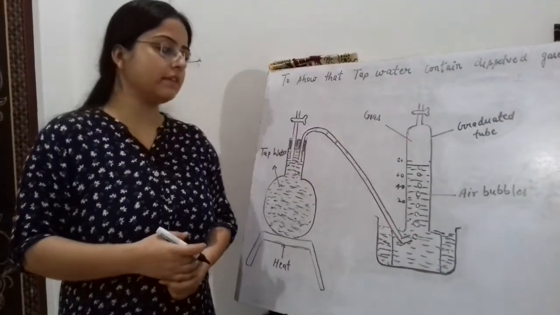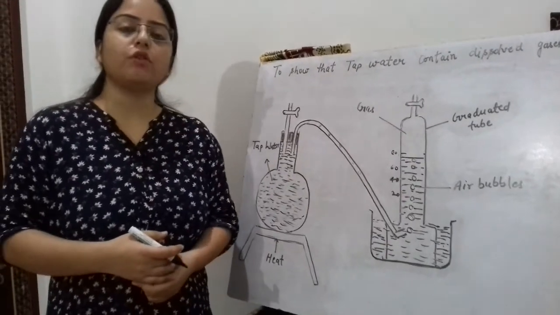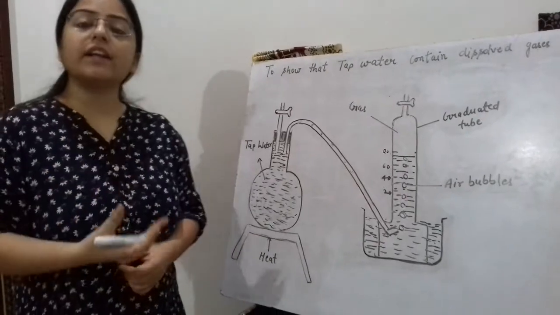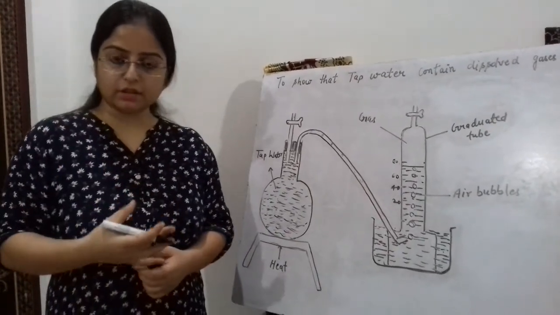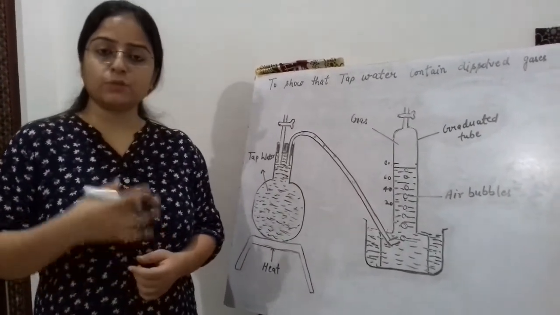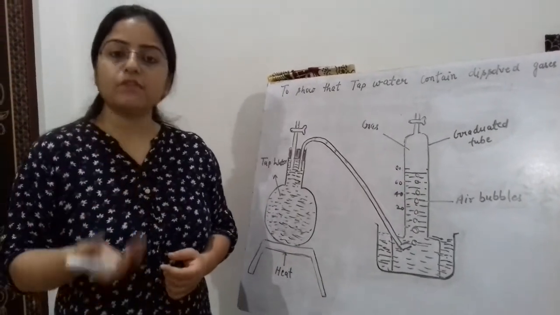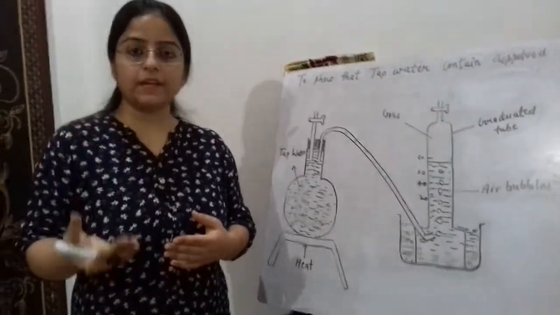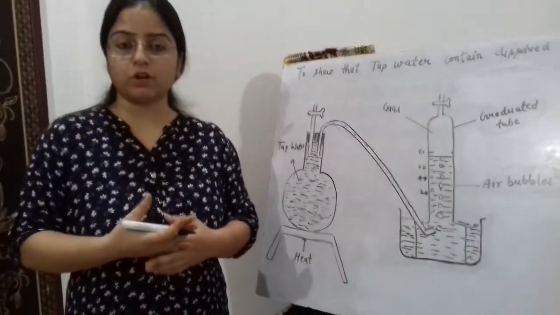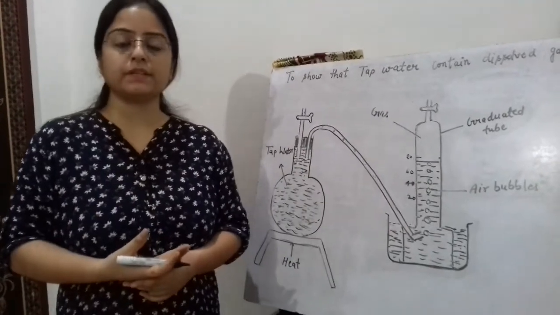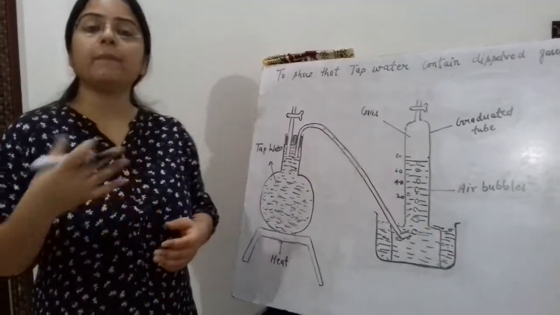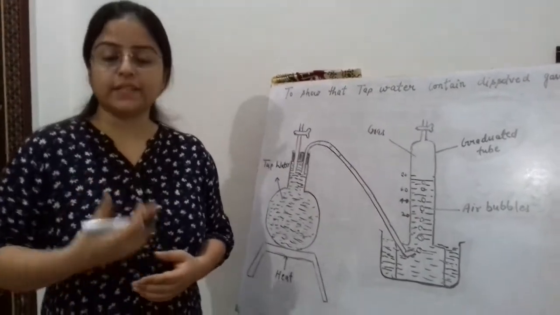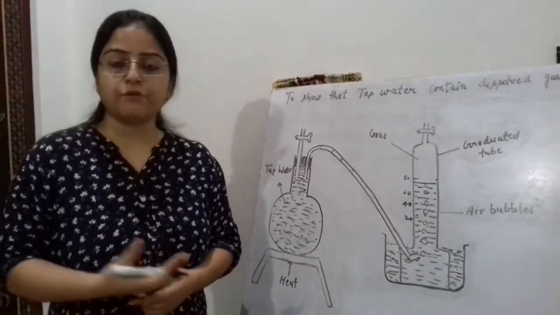Now the last topic is the importance of air which is dissolved in water. Marine organisms use the oxygen present in the air dissolved in water for respiration, and aquatic plants use carbon dioxide dissolved in water for photosynthesis to prepare their food.